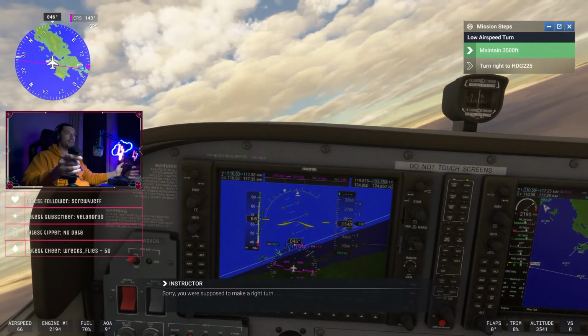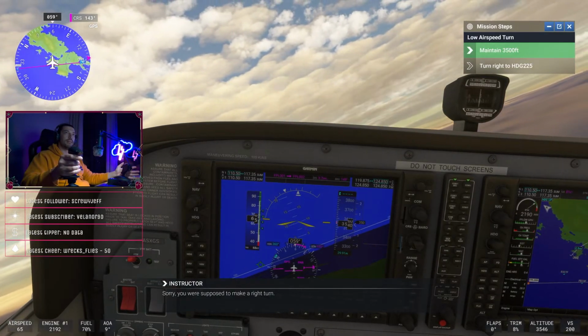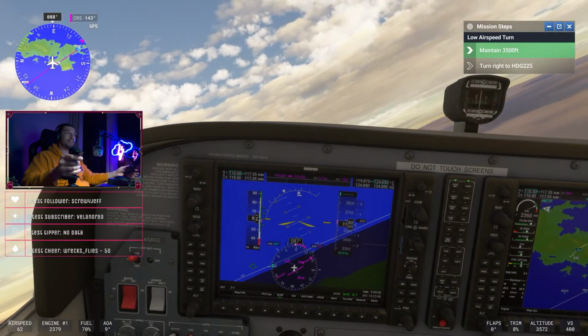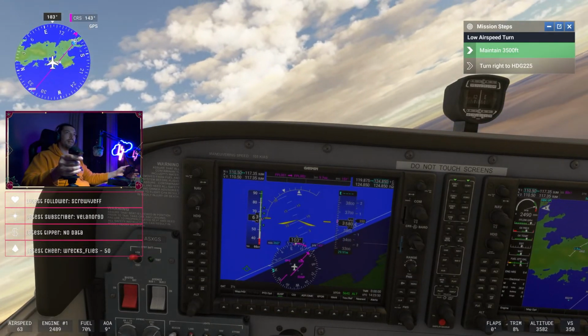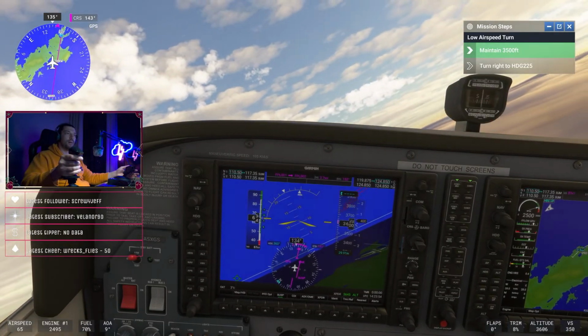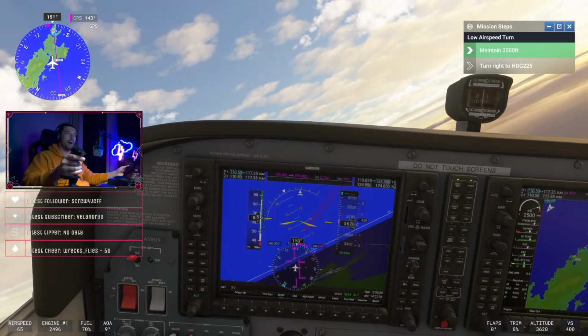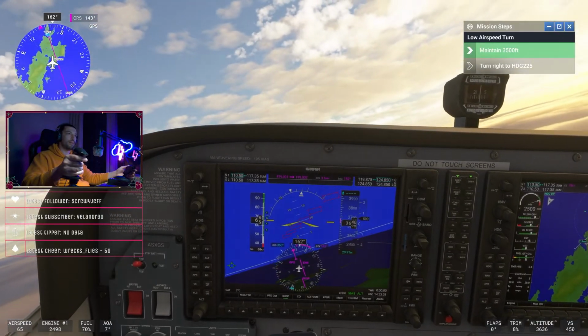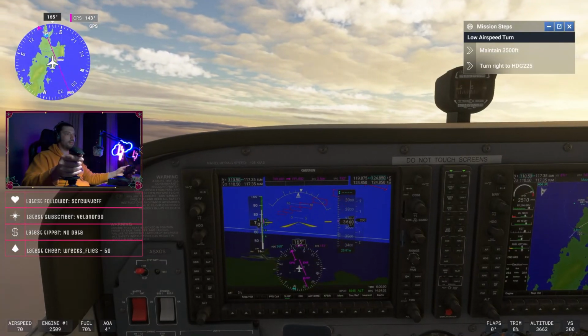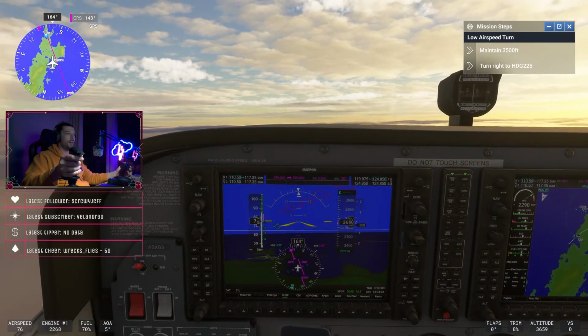I just feel it. Sorry, you were supposed to make a right turn. I'm doing a right turn. Stall. I'm stalling. Oh, God. I got you. Wait. Oh, my Lord. Alright. God damn it. What a shit show, huh?